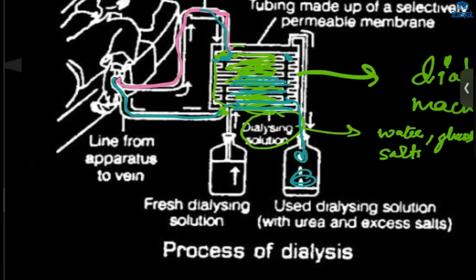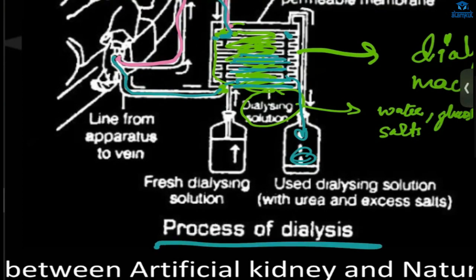Because this dialyzing solution is semi-permeable, that is selectively permeable, it will allow only the urea and excess salts to get in. The rest of the substance will go back to the blood. This is the process of dialysis.